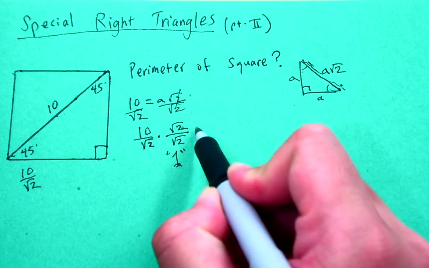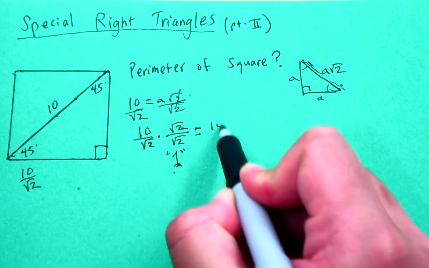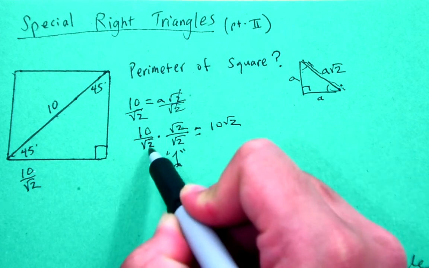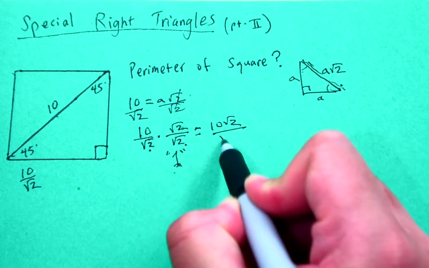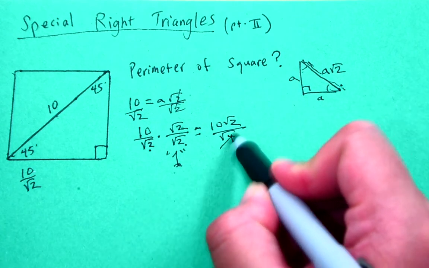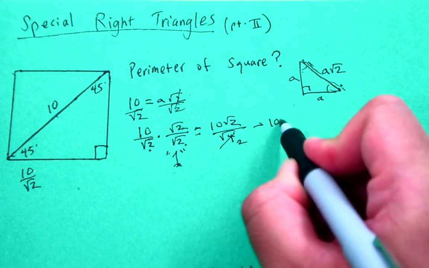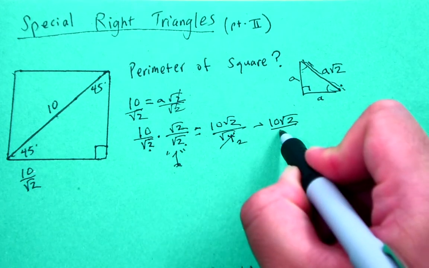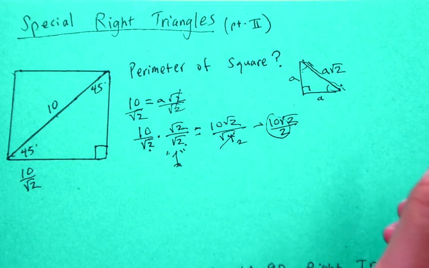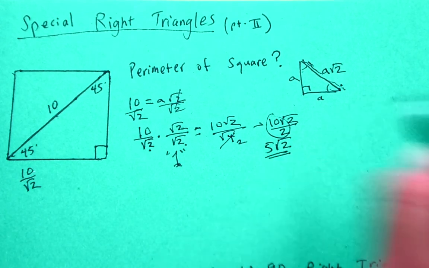The reason that it's useful to do this is the following. On the top, I have 10 times the root of 2. And on the bottom, I have root of 2 times root of 2, which is root of 4. Well, wait a second. The square root of 4 is just 2, isn't it? Because, of course, 2 times 2 is 4. So furthermore, I can simplify this to be 10 times the root of 2 over 2, but 10 over 2, of course, is just 5. So we have really 5 root 2.